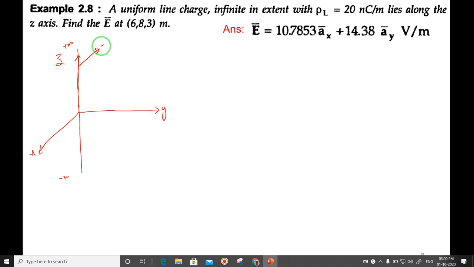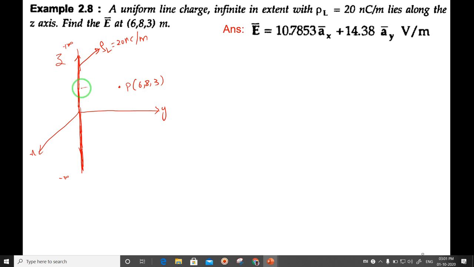Line charge density, I have to indicate like this. Rho L means the line charge is placed here, or else you can make it thick. If it is thick, it means the line charge is placed here. And rho L is 20 nanocoulomb per meter. Then we want to find E at (6, 8, 3). So x is 6, y is 8 and z is 3. Roughly I am drawing it, not to scale. Somewhere it will come here. Let me call it P, P of 6, 8, 3.